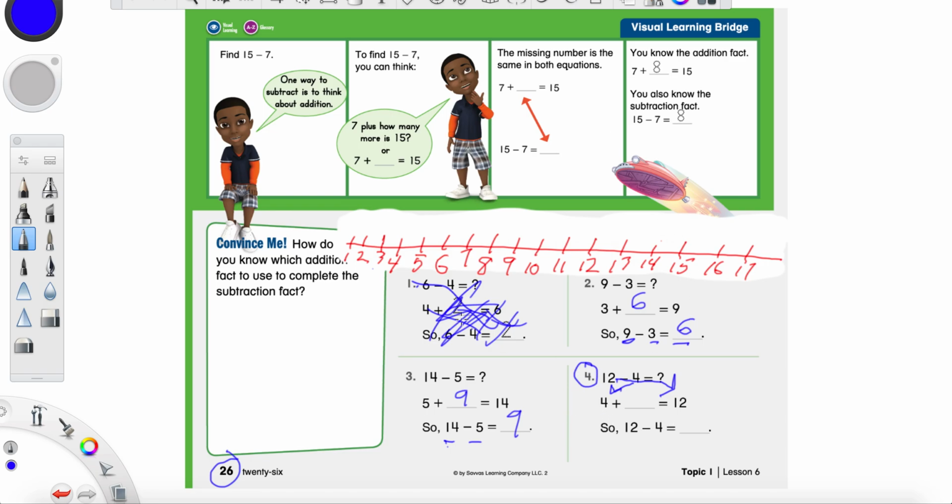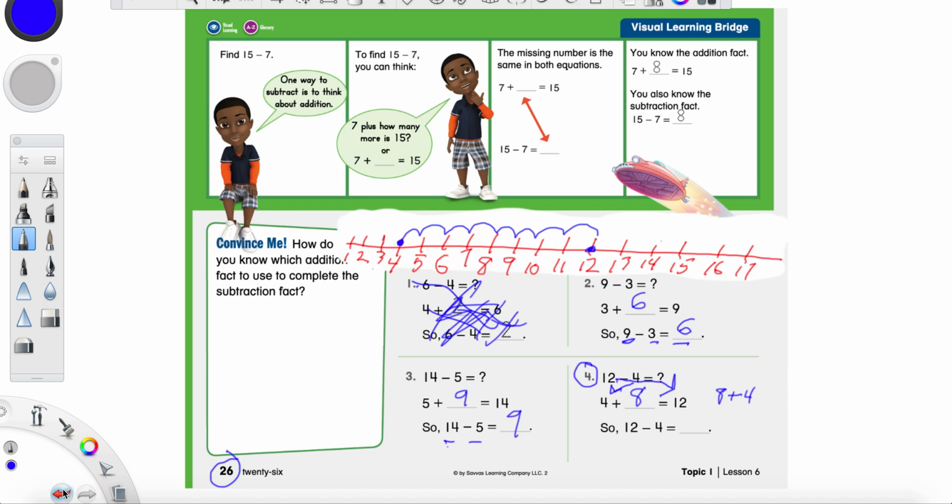So we have 14 and 12. I'm sorry, I misspoke. 4 and 12. So make a dot on 4, make a dot on 12, and count those jumps. 1, 2, 3, 4, 5, 6, 7, and 8. So that means 4 plus 8 equals 12, or you could also write 8 plus 4, because either way it adds up the same.